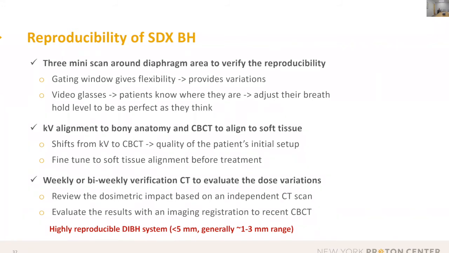The variation basically comes from the gating window having some width, typically 10% there. Also, we see that because the patient has video goggles, they can visualize where the gating window is and where the breath hold level is, and they sometimes on purpose adjust their breath hold level, even when they have already reached the window. They adjust to the middle of the gating window. They think that's better. That's perfect.